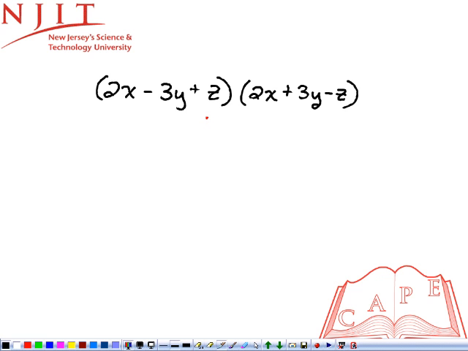So what you're going to have to do here is to go to each term and multiply it times each term. So I'll draw some arrows so you can follow along with what I'm doing. Let's go to the first term here. We have 2x. First thing I'm going to do is multiply the 2x times 2x here, which will give us 4x squared. Okay? Next one is to multiply the 2x times the 3y. So 2x times 3y is going to give us a positive 6xy.